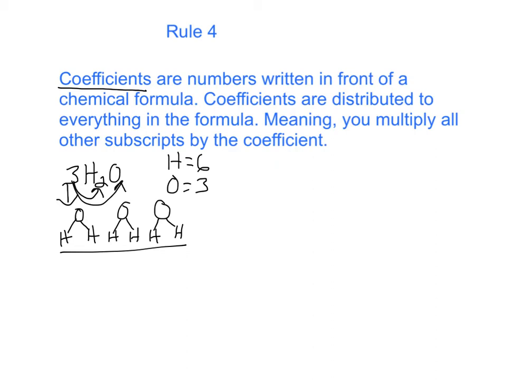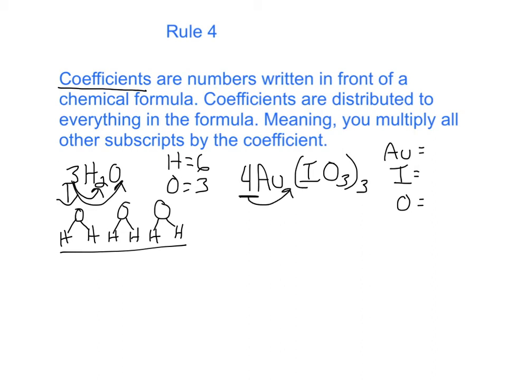So if we take 4 Au, parentheses, IO3, close parentheses, 3. So let's list out our elements. So Au, I, O. And so we're going to start with our coefficient. And so our coefficient gets multiplied to everything behind it. So there's 4 Aus.